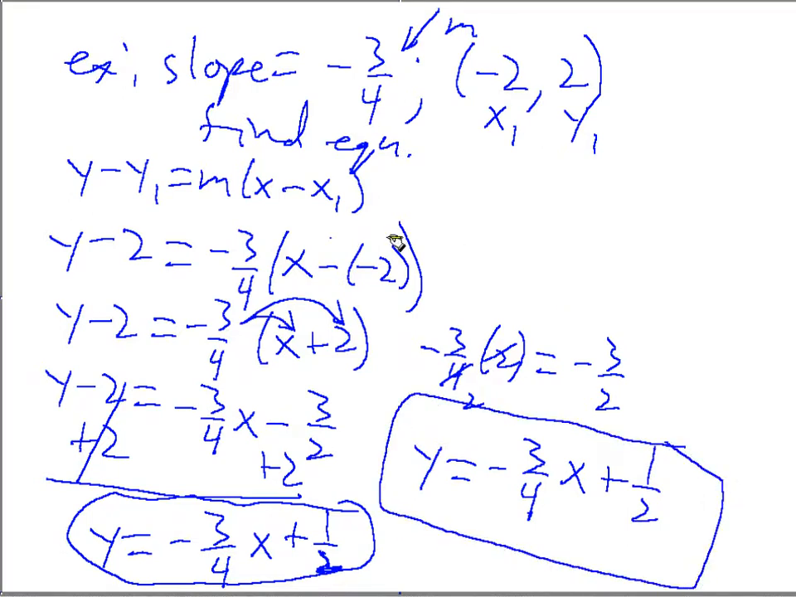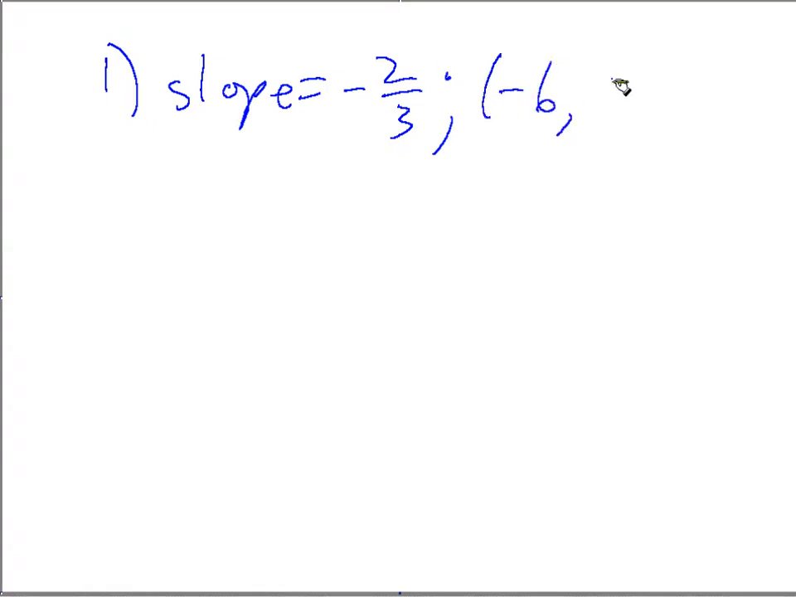So again, practice both techniques, the point slope equation and also the mx plus b equation of the line. Let me give you some problems to try and post onto Blackboard. Post the solution to this problem in the discussion area in Blackboard. Suppose the slope is equal to negative 2/3, and the point we want to pass through is negative 6, negative 1. Let's find the equation here. You could use either technique.